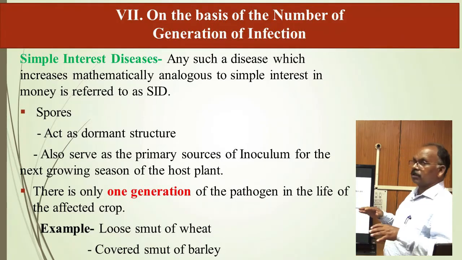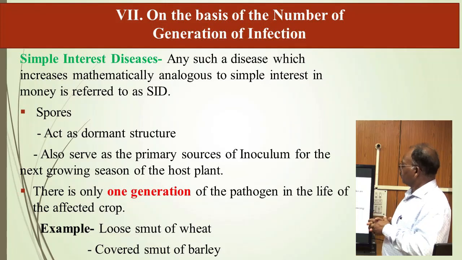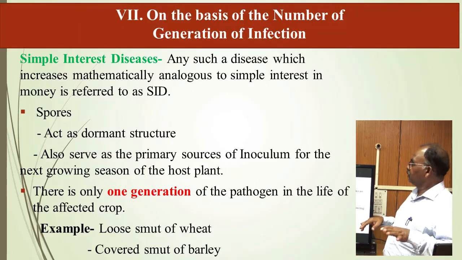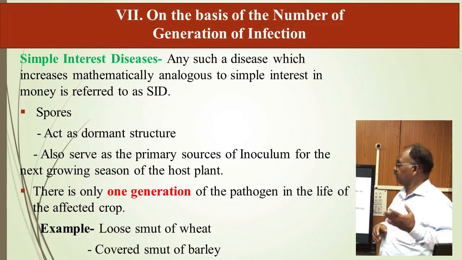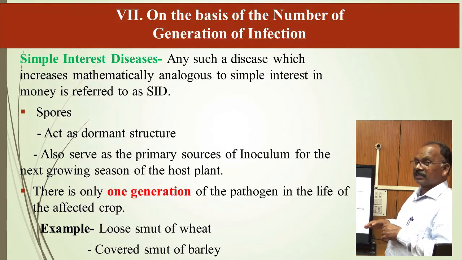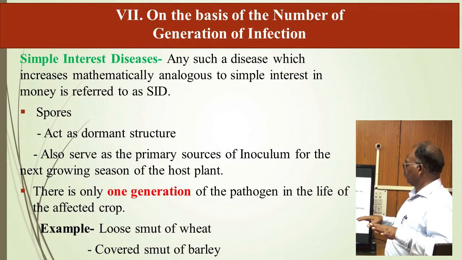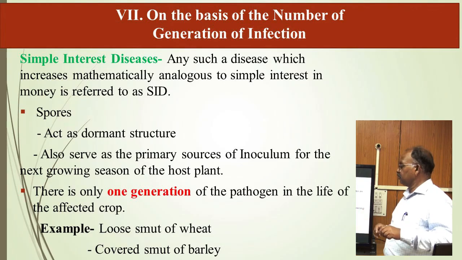On the basis of number of generations of infection, plant diseases are classified into simple interest disease and compound interest disease. Simple interest disease is any disease which increases mathematically analogous to simple interest in money. There is only one generation of the pathogen in the life cycle of affected plants. As for example, loose smut of wheat, covered smut of barley.